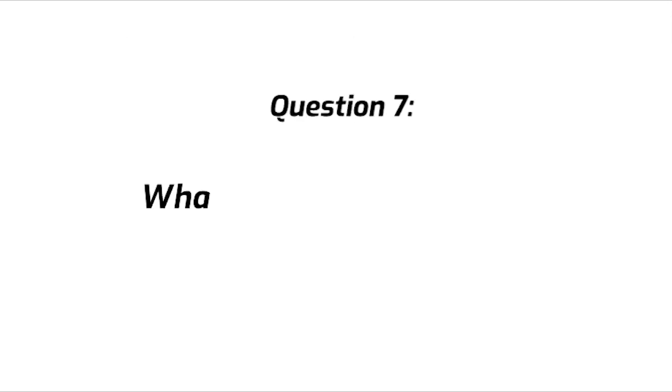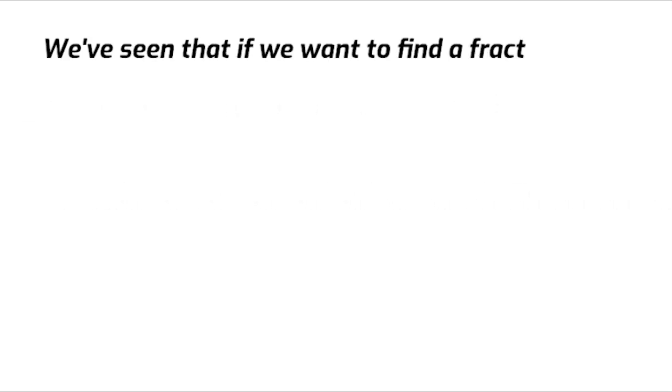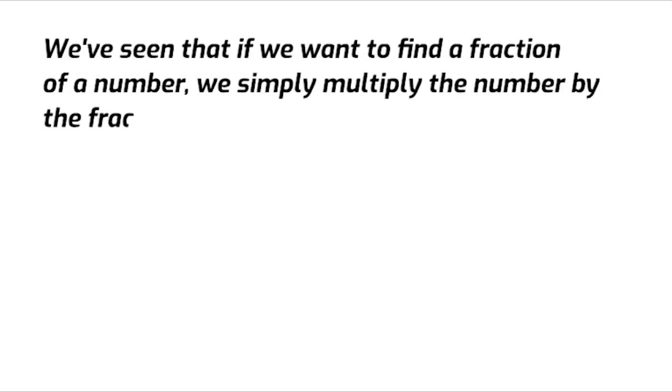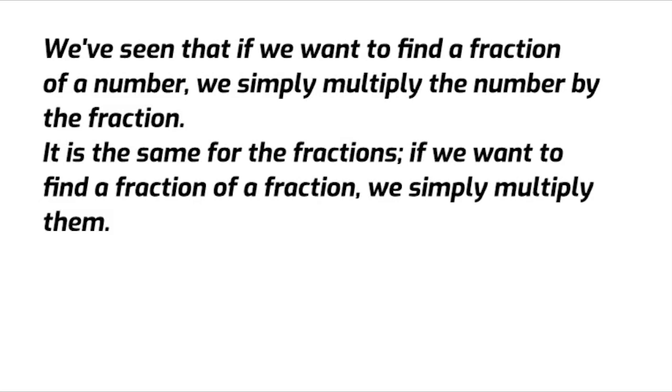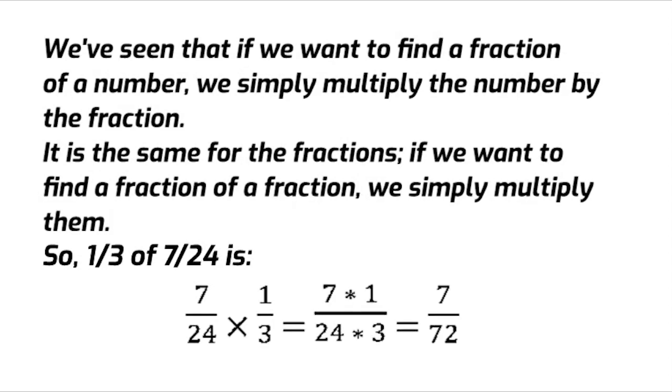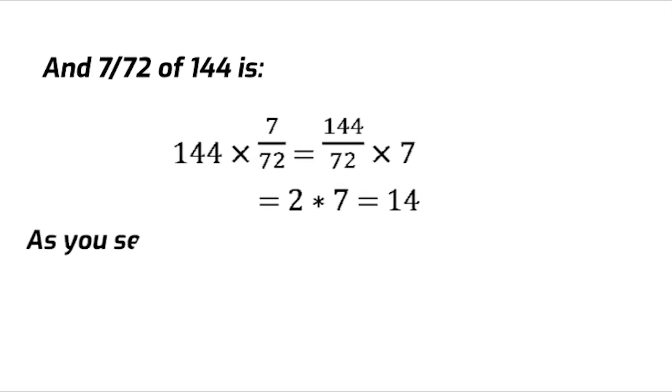What is 1/3 of 7 over 24 of 144? We've seen that if we want to find a fraction of a number, we simply multiply the number by the fraction. It is the same for the fractions. If we want to find a fraction of a fraction, we simply multiply them. So, 1/3 of 7 over 24 is 7 over 72. And 7 over 72 of 144 is 14.